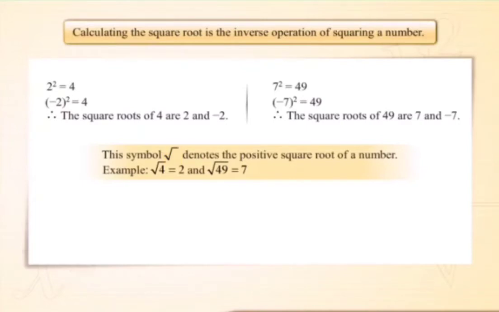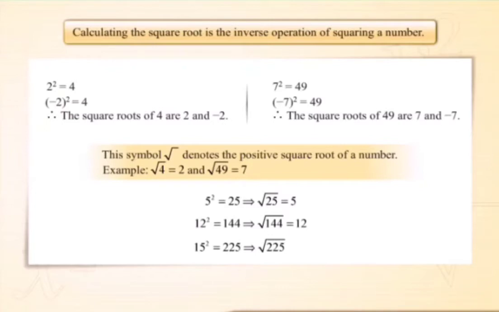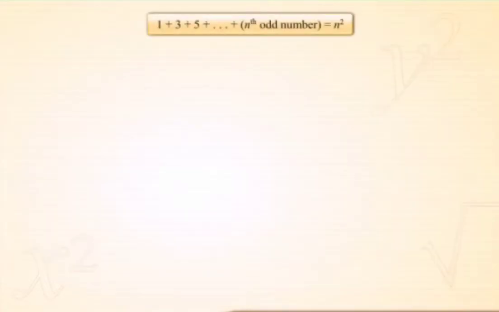Let's look at the square roots of some more numbers. 5 square is equal to 25. Therefore, the square root of 25 is 5. Similarly, the square root of 144 is 12, and that of 225 is 15. The sum of the first n odd natural numbers is equal to n square. You will use this rule to find the square root of a number.